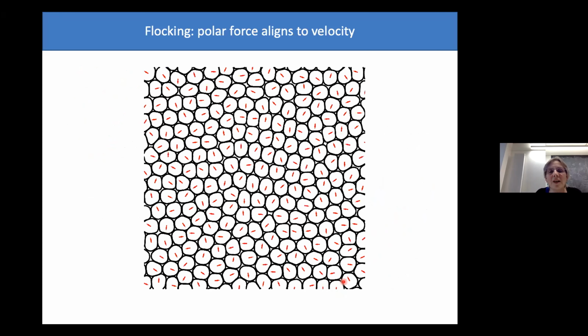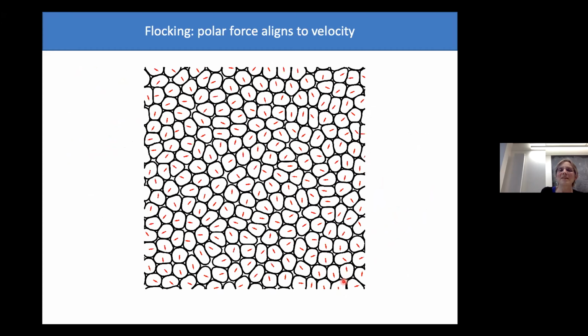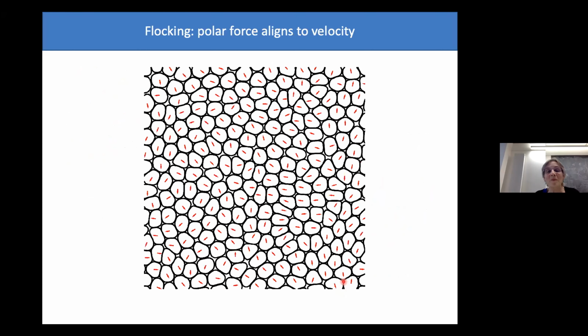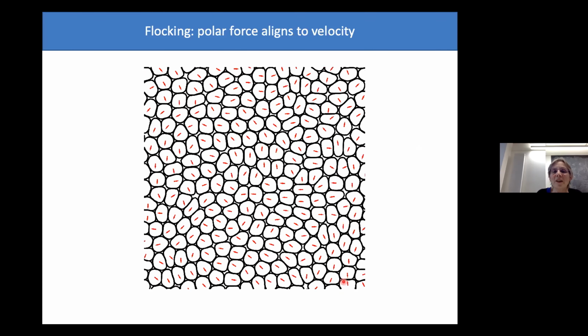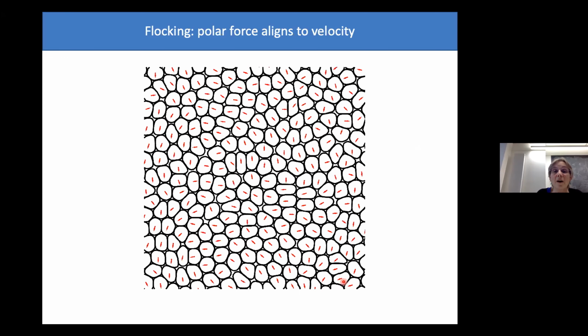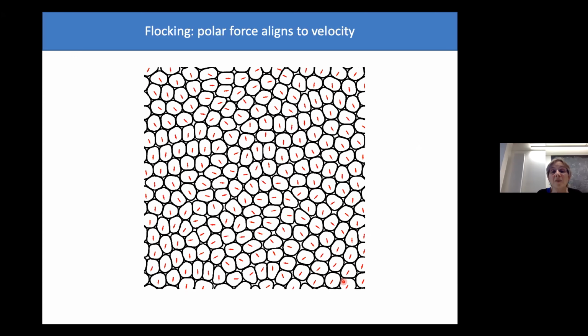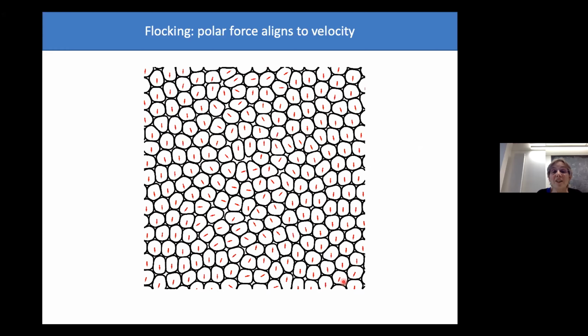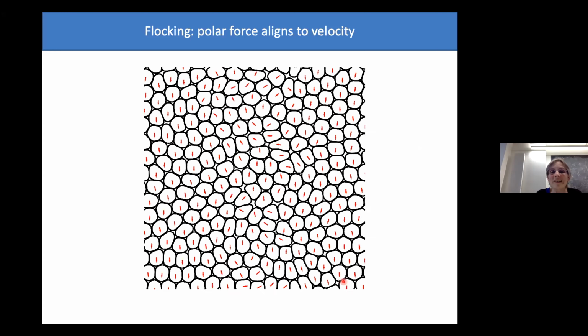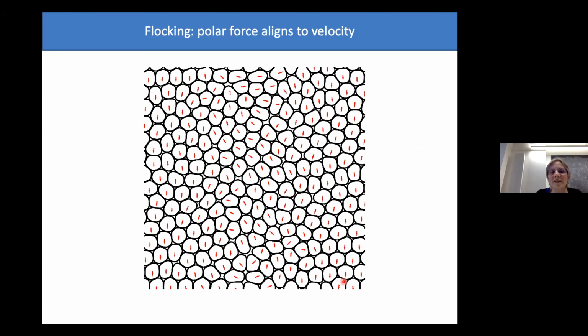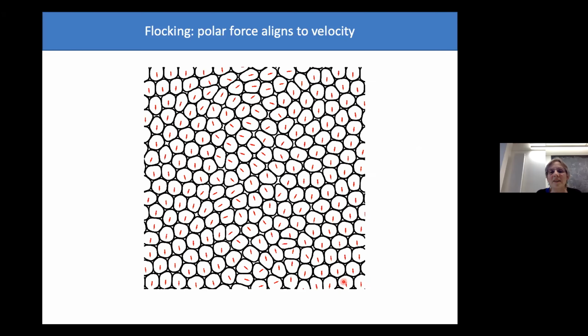This is just another movie because this is what happens. This is how you actually get the things flocking. So we'll see this flocking. This is when the polarization of the cells aligns with their velocity. So this is really just a fancy Vicsek model type setup. And you can see that this thing organizes itself so that you get into a state where everything is flocking in the same direction eventually.